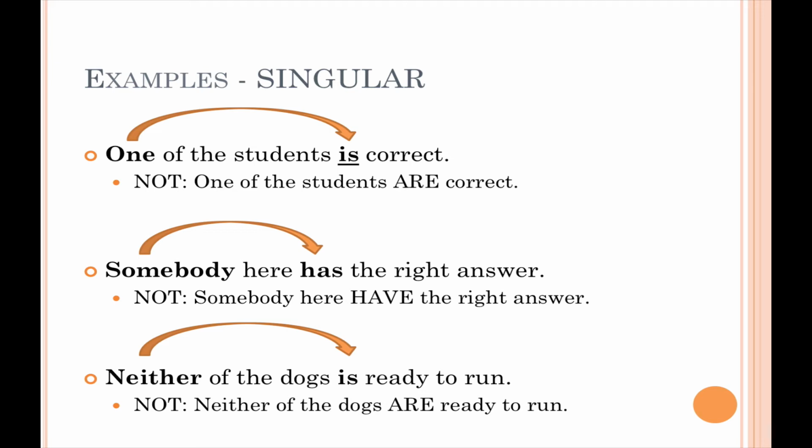Number two, somebody here has the right answer. Again, subject is somebody. Somebody is singular. Therefore, the verb form must be singular also, and that is has. Last one there. Neither of the dogs is ready to run. So again, our indefinite pronoun is neither. That is singular, and it takes the singular verb is.